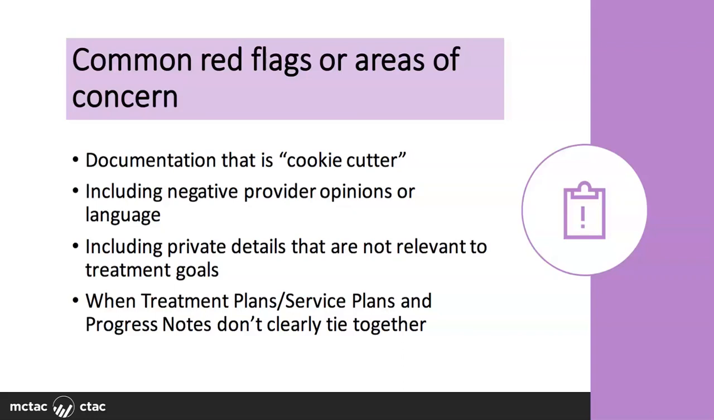Private details that are not relevant to treatment goals. I mean, is your counselor going into areas that really aren't relevant, that don't really need to be explored? Is your counselor losing a little bit of focus in what they're doing? And then when treatment plans, service plans, and progress notes don't clearly tie together. If you go back to that sort of thread, it works through. You did your assessment. You understand the strengths. You've identified the gaps.